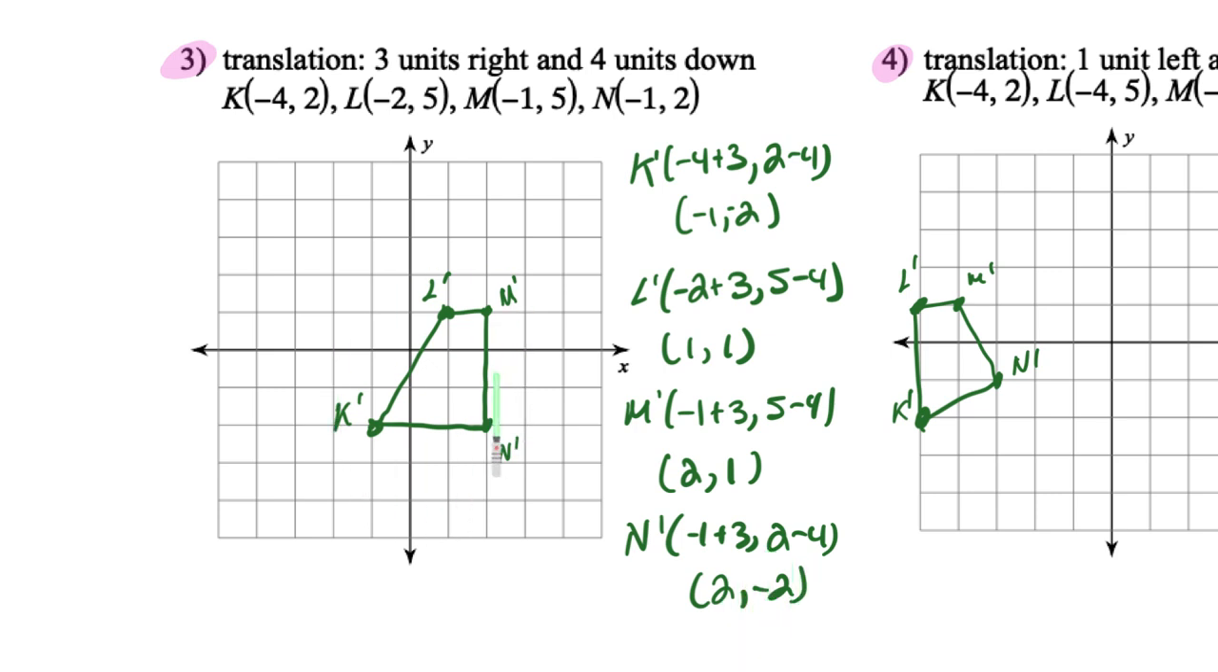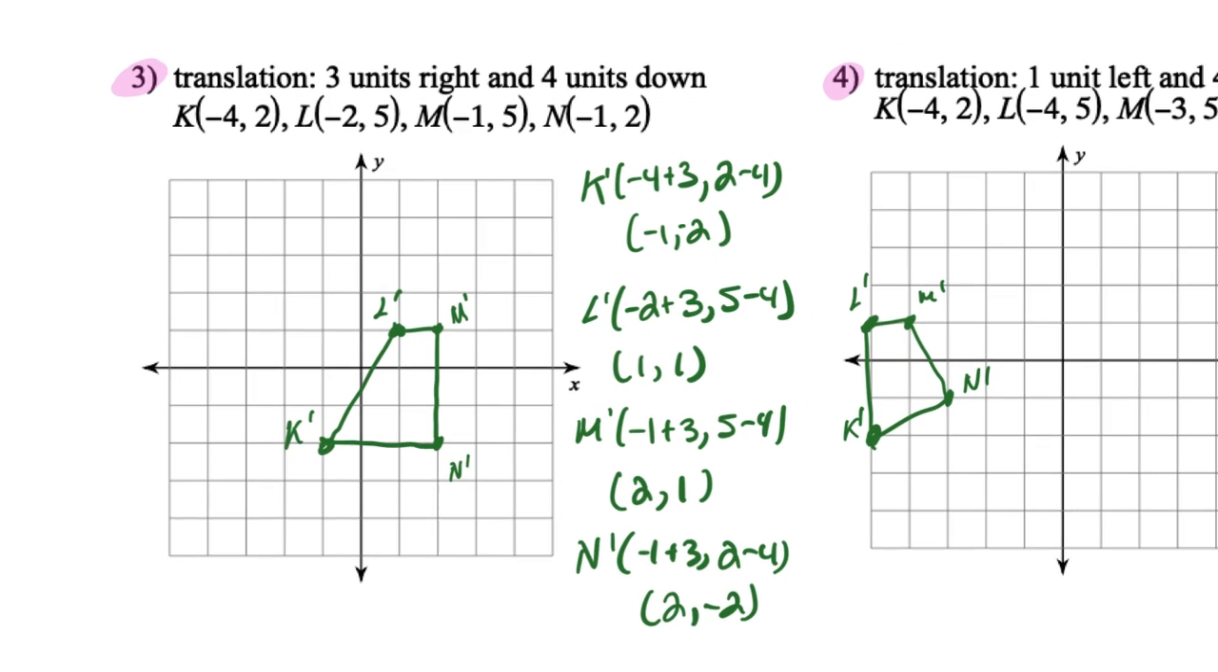And then we're going to plot those points. Let's check K. For K, we're going to go 1 to the left, 2 down. Then for L, we're going to go 1 to the right, 1 up. For M, we're going to go 1 to the right, 1 up. And then for N, we're going to go 1, 2 right and then 1, 2 down. And that's my picture right now.